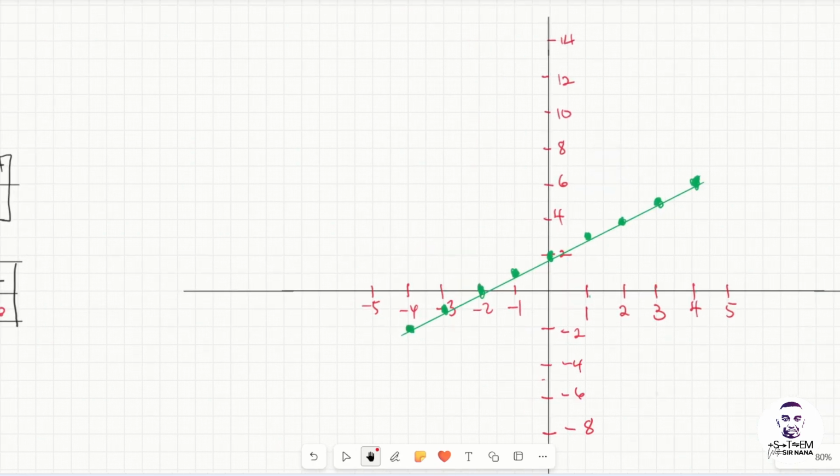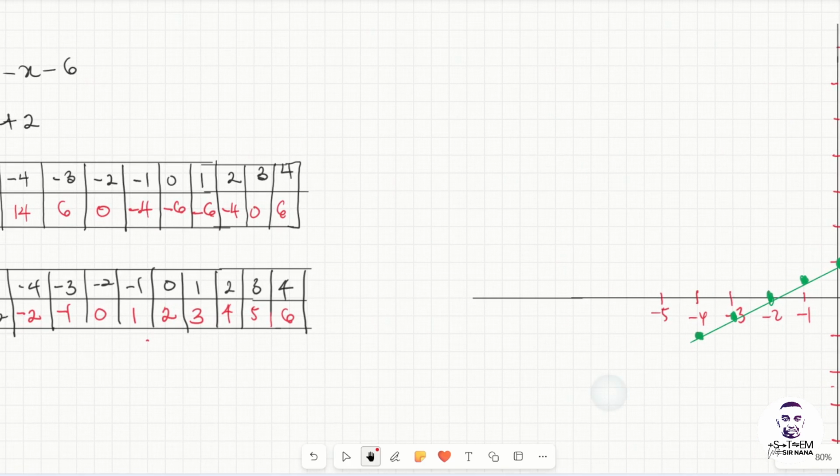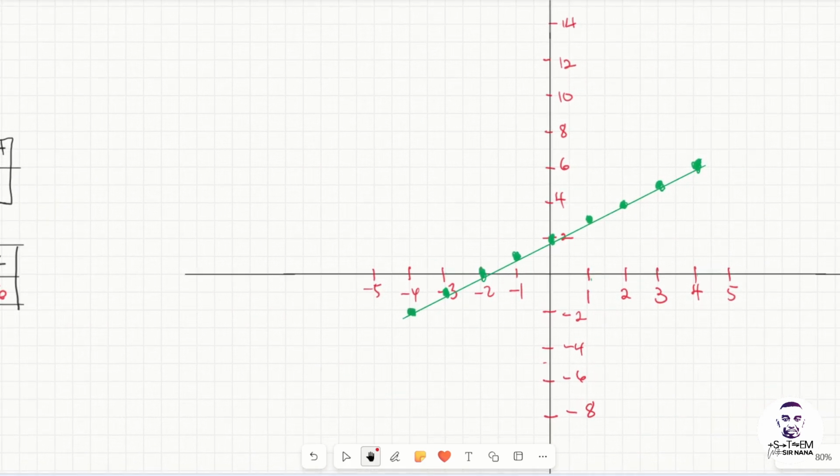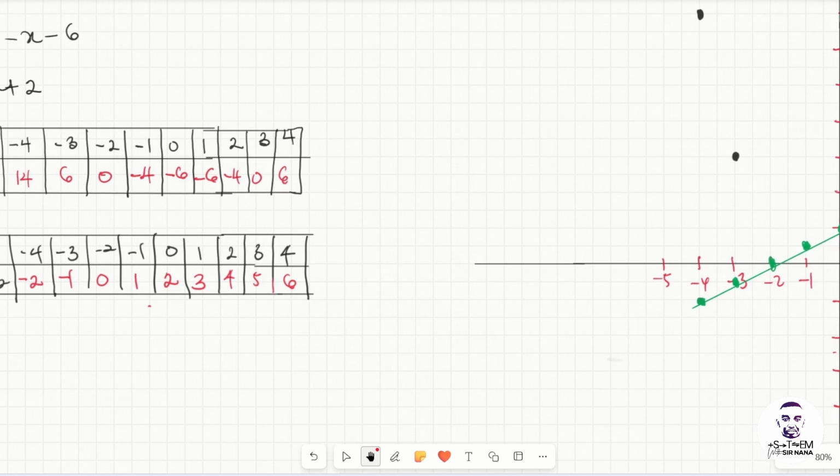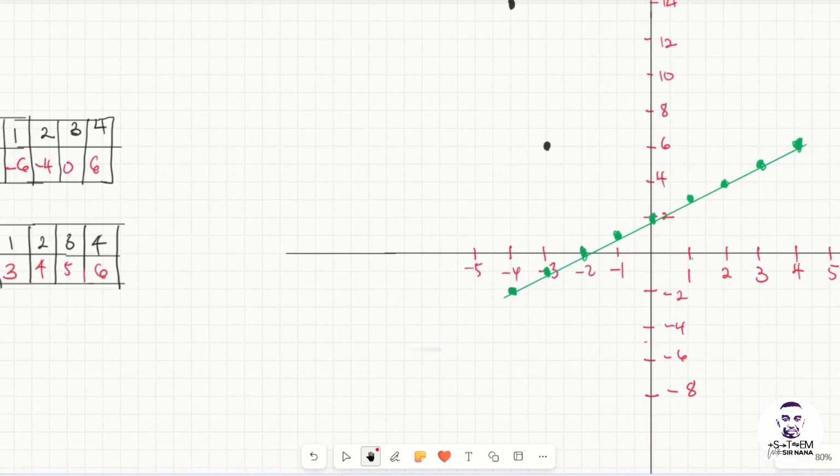Now let's plot the quadratic as well. So the quadratic has -4 and 14, -3 and 6. So we have -4 and then 14. So we begin from here. Let's use black so that it distinguishes the two of them. So -4 and 14 is here, right? And then we have -3 with 6, which is here. You need to ensure that the points are at the right place. And then we have -2 and 0, -1, -4.